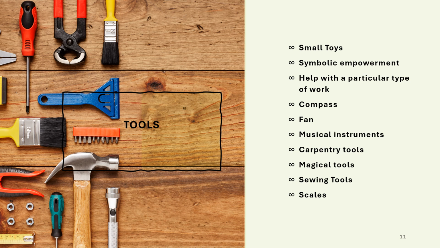For example, you can use a compass if you're trying to find your way or get to a certain destination. You can use a fan to cool things down. You've got magical tools or sewing tools or scales if you're looking for justice. Musical instruments is another one that you can use. It depends on what you're trying to do and what that tool symbolically means for you and your ancestors.